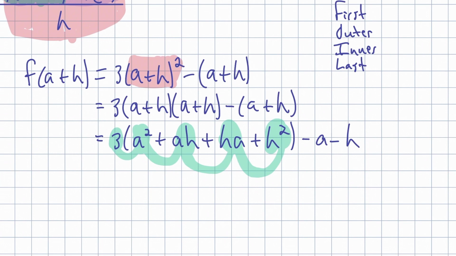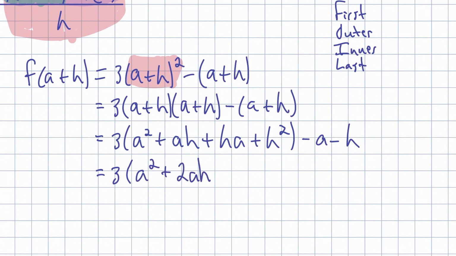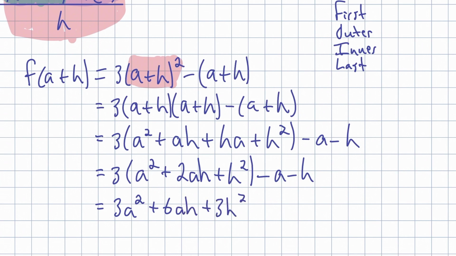But before I do that, let's combine like terms. Like we said, these are really the same thing. ah and ha are equal. So I really have 2 copies of the same thing. So this is 3 times a squared plus 2ah. Got ah plus ha, that's 2 copies, 2ah. Plus h squared minus a minus h. And then the 3 can distribute. So 3a squared plus 6ah plus 3h squared minus a minus h. So there we go. That is f of a plus h.